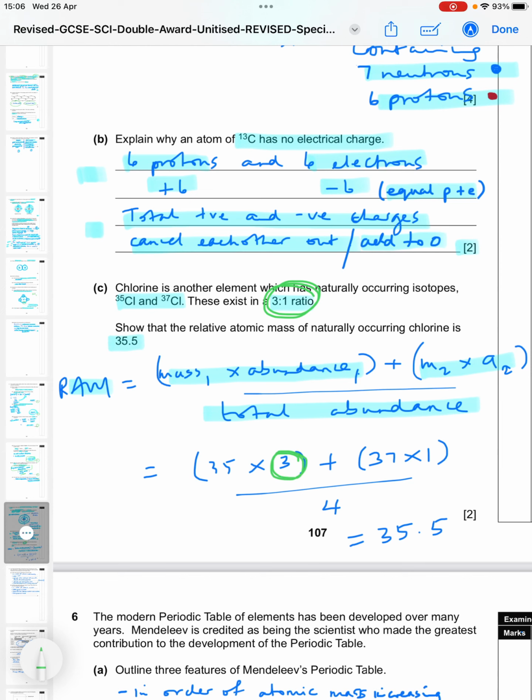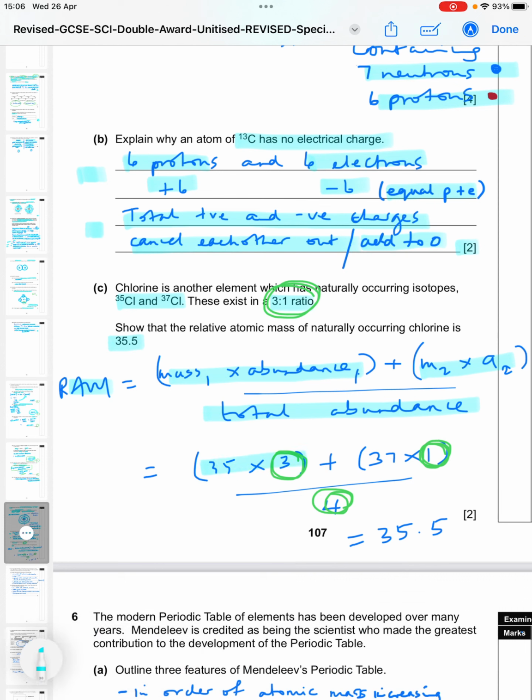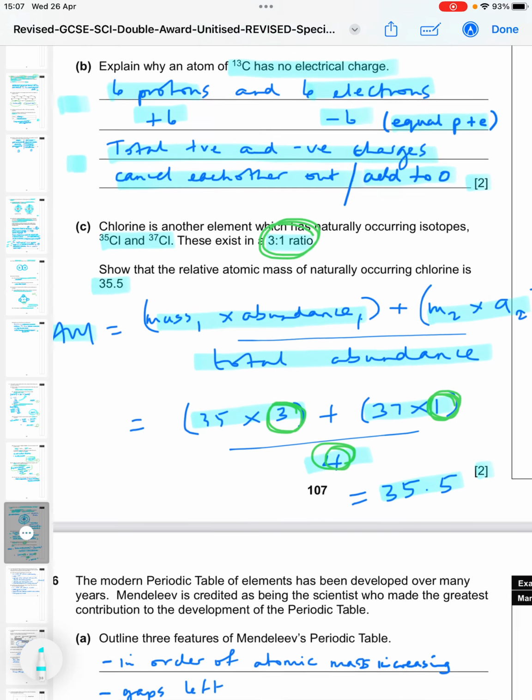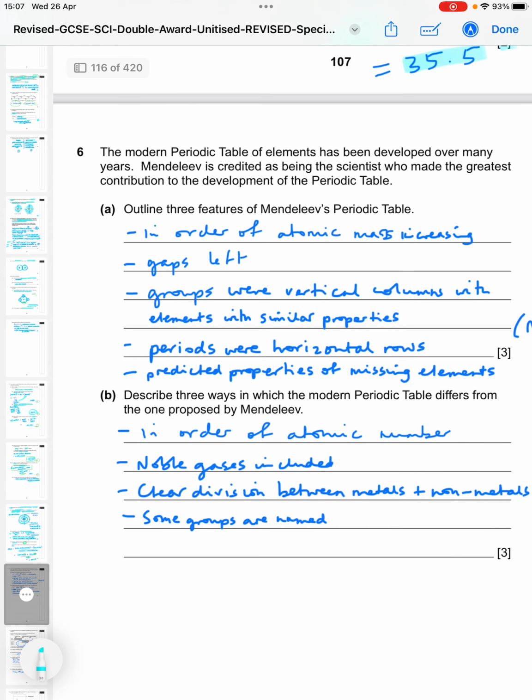Now in this case, you could do it as 75% and 25%, as you probably have been shown in class, but you've just got a 3:1 ratio. So I've taken the abundance of 35 as 3, and the abundance of 37 is 1, and the total abundance then is 4. So I've got chlorine 35 is 35 times 3 for the mass times abundance, then the 37 is 37 times 1, add those together and divide by 4 and you get 35.5. So for showing your working, you're getting 2 marks.